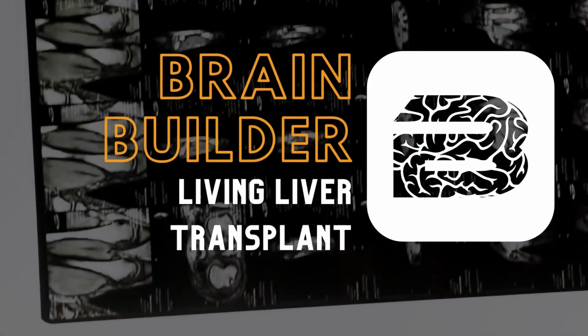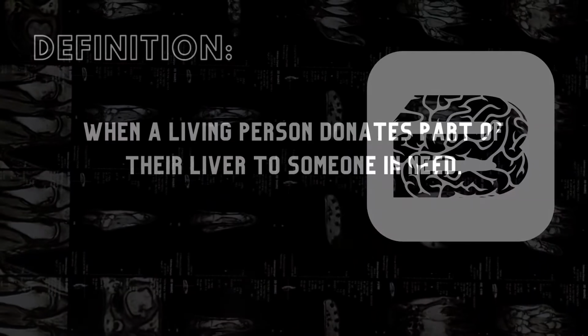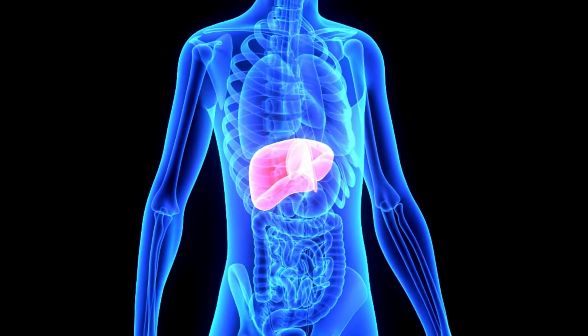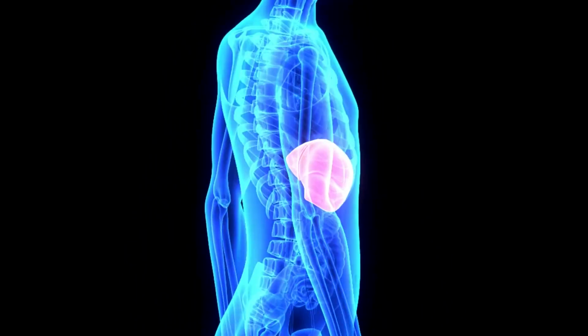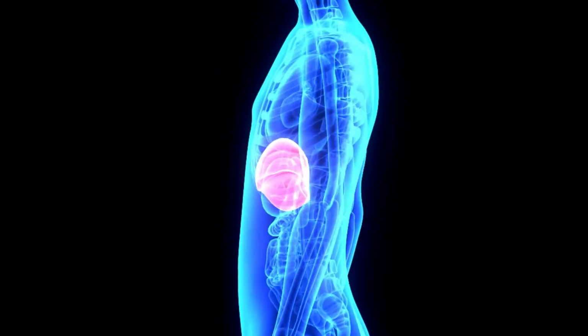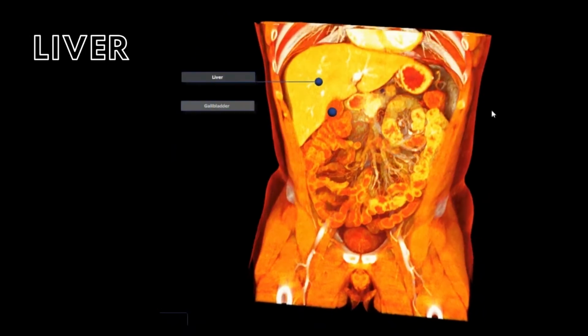Today, we are going to look at a Body Viz brain builder about a living liver transplant. A living liver transplant is when a living person donates a part of their liver to someone in need. Typically, liver transplants are done with cadaveric donors, which is what makes a living liver transplant different from a normal liver transplant. Let's start with an understanding of what the liver does for the body.